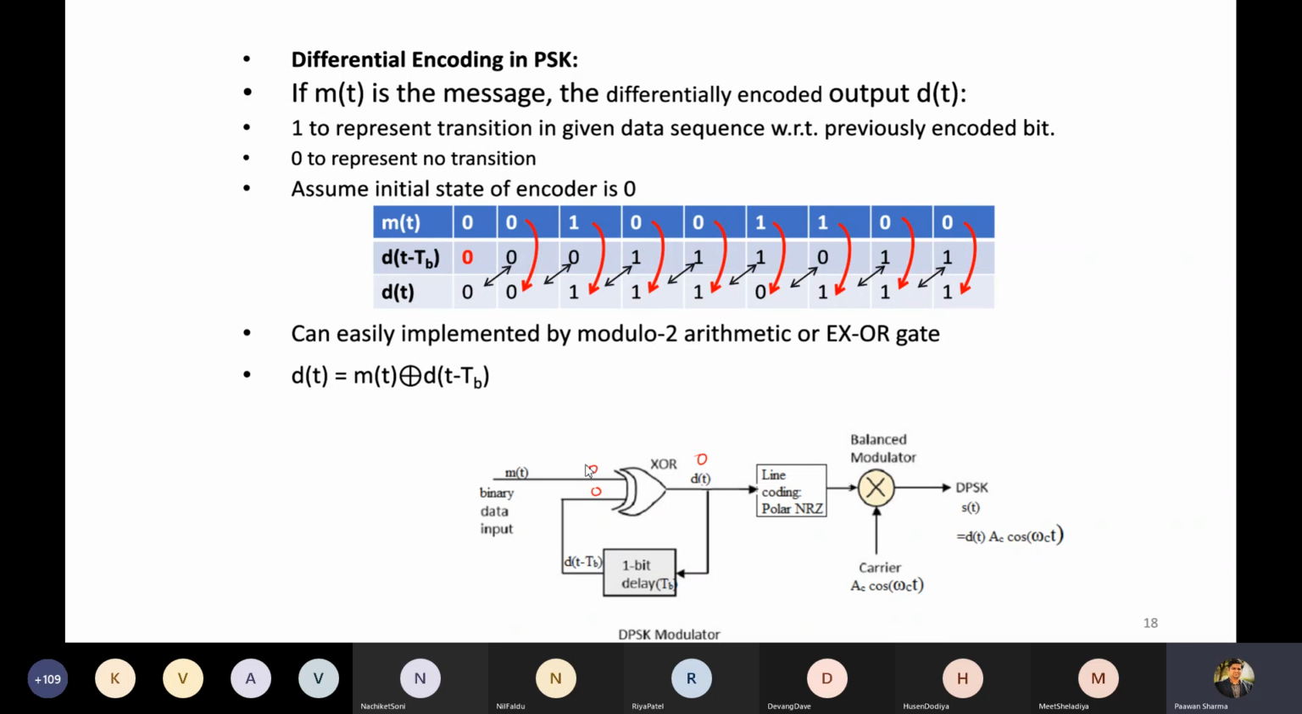Suddenly bit 1 came, so according to the definition the phase has to switch, so this previous 1 becomes 0. Again 1 comes, so this 0 has to become 1. 0 came, no change, so it stays at 1. Again 0 comes, it stays at 1. Is this clear to everyone? This small table is very important.